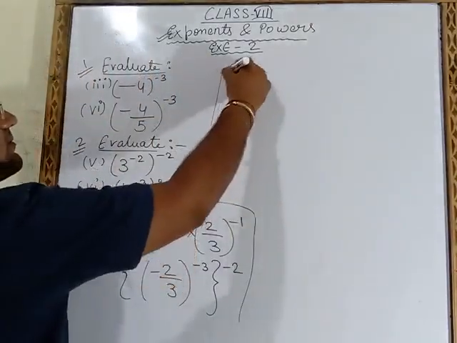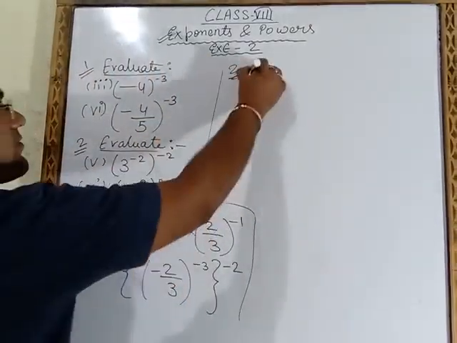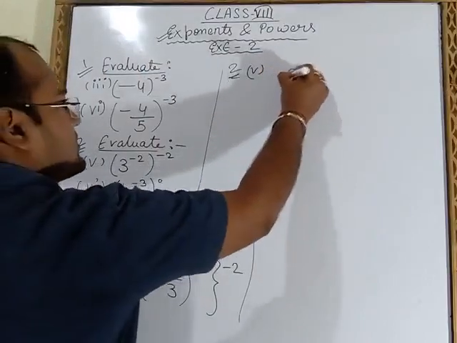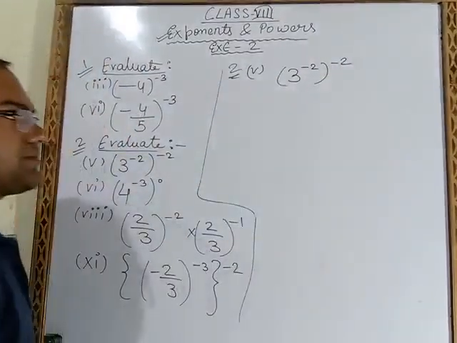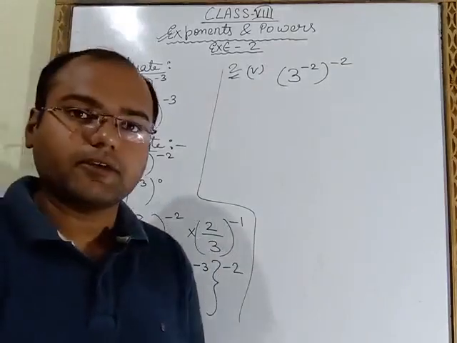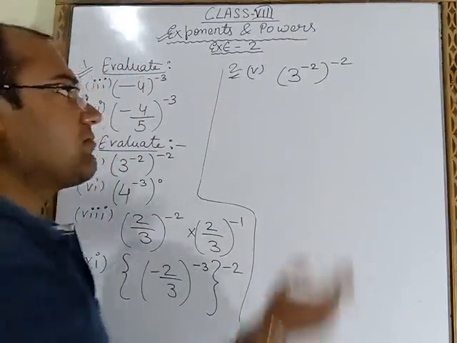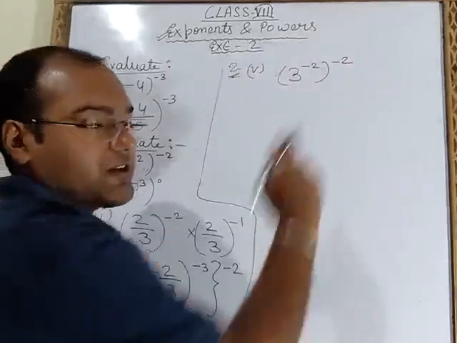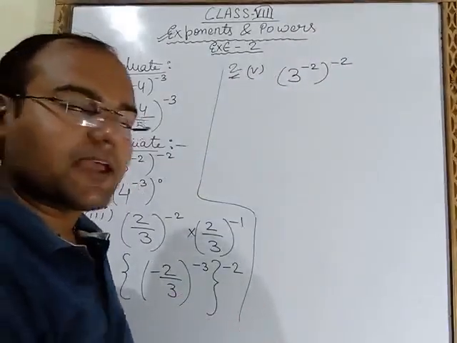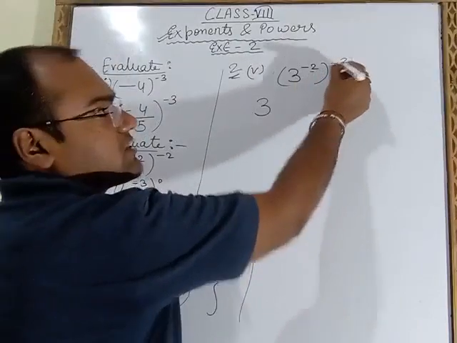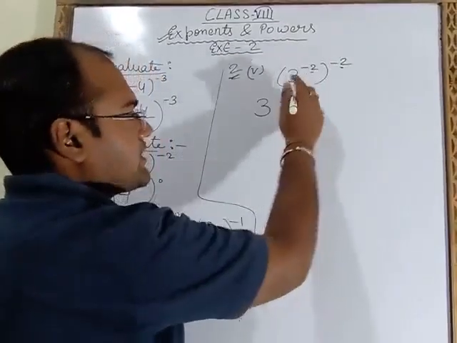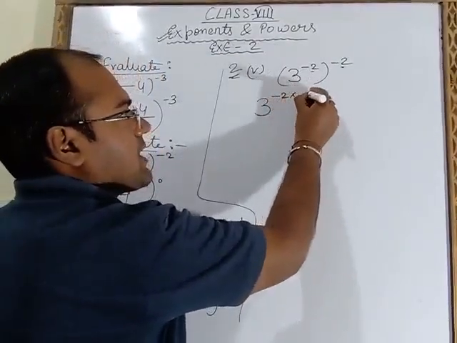Second question, part number 5th. 3 raised to the power minus 2 whole power minus 2. This is 5th part. So first of all, what you have to do? One power is given inside and one power is given outside. So we will multiply these two powers. 3 as it is. This is also the power of 3. So we will multiply these two powers. Minus 2 multiply minus 2.